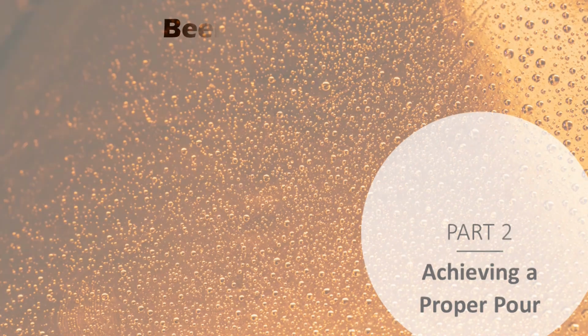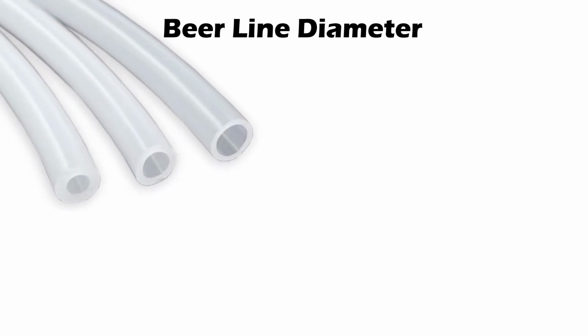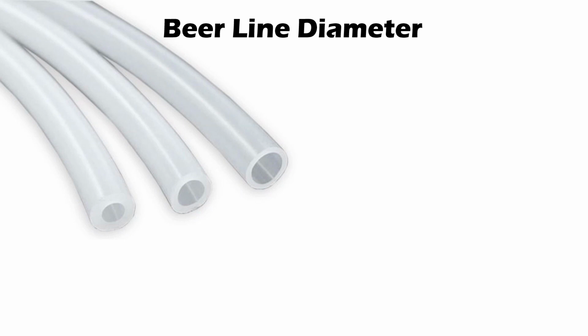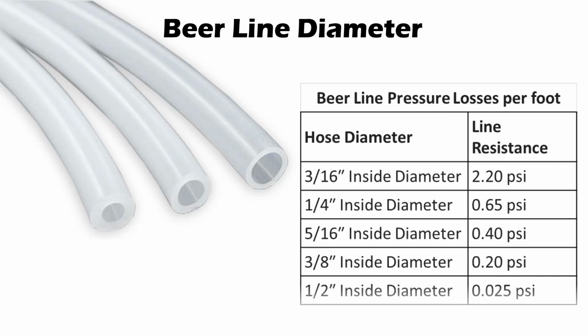Now that we've worked out temperature, carbonation volumes and regulator set pressure, it's time to look at our beer lines. The first thing we need to consider is the diameter of our lines. Our beer line will create resistance against the flow of beer, and that resistance will vary depending on the diameter of the line. We're going to measure this resistance in psi per foot. Look up your beer line diameter on the table on the screen now and determine the resistance.